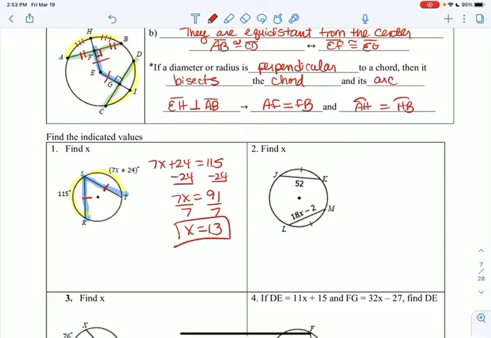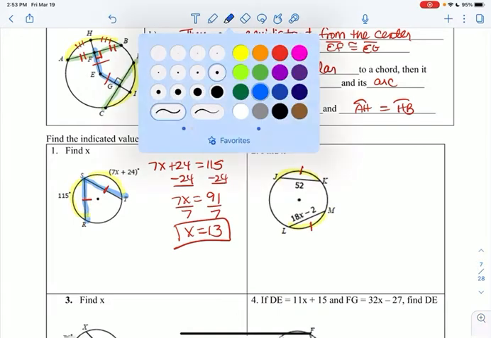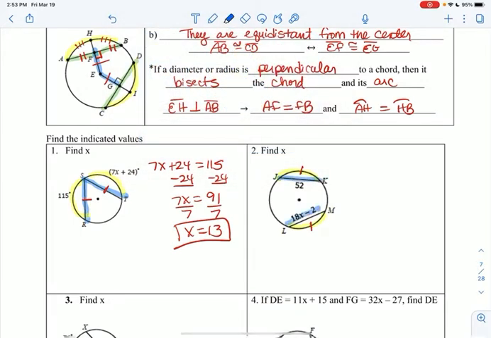Now in the next one, I have the reverse. I'm telling you that the arcs are congruent. See how they're marked congruent? Therefore, those chords also have to be congruent. So same thing, I'm just going to set them equal to each other. 18x minus 2 equals 52. I'm going to solve for x by adding 2 to both sides and divide by 18, x equals 3.